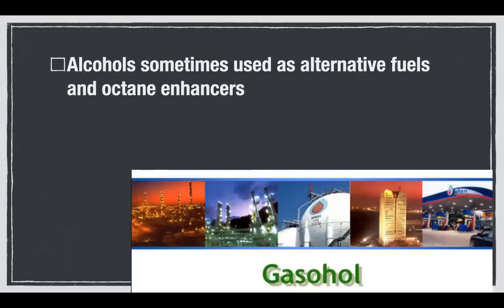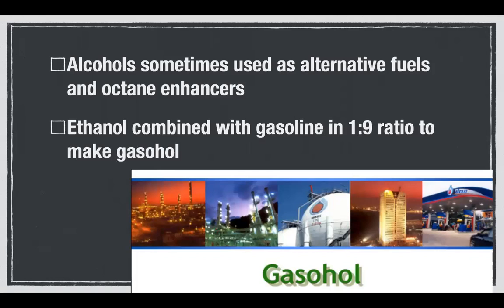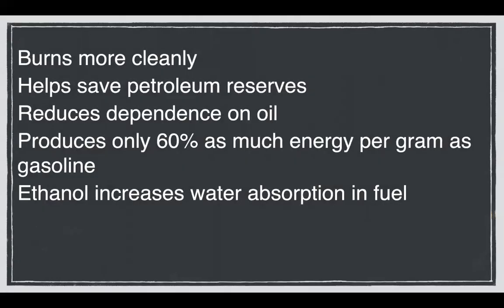And of course, we have gasohol. Ethanol is combined with gasoline in a 1:9 ratio to make gasohol. Gasohol burns more cleanly. It helps to save our petroleum reserves. It helps to reduce our dependence on oil, not our independence. But the problem is it only produces 60% as much energy per gram as gasoline does.